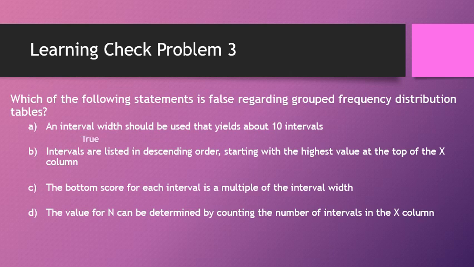So A is true. Interval width should be about 10 intervals. B, intervals are listed in descending order, starting with the highest value at the top of the X column. This is absolutely true. C, the bottom score for each interval is a multiple of the interval width. That is true. If you're counting by 5s, then your last number should end in a 5 or a 0. If you're counting by 2s, your lower bottom number of the interval should be counting by 2s: 0, 2, 4, 6, 8. D, the value for n can be determined by counting the number of intervals in the X column.